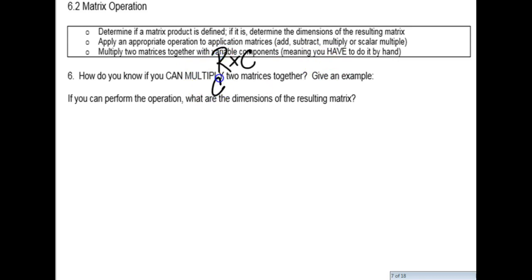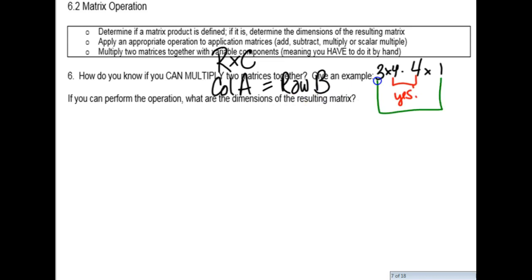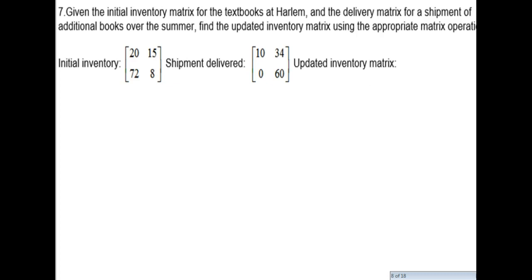So if the columns of A equal the number of rows in B, like for instance, if you have a 3 by 4 times a 4 by 1, if these inside dimensions match, that means yes, you can multiply them. And then for the follow-up question, what is the resultant matrix dimensions? Well, that's right here. So the result is going to be a 3 by 1. And that becomes very important when you actually have to go multiply them by hand.